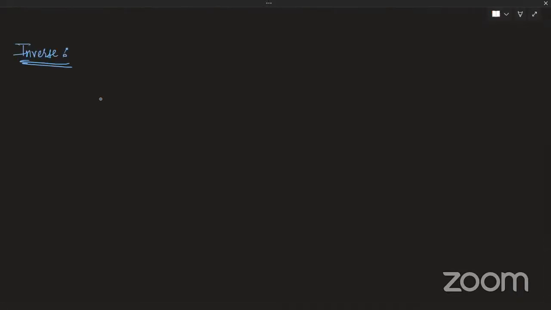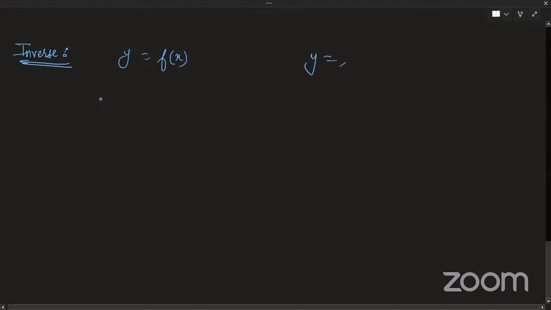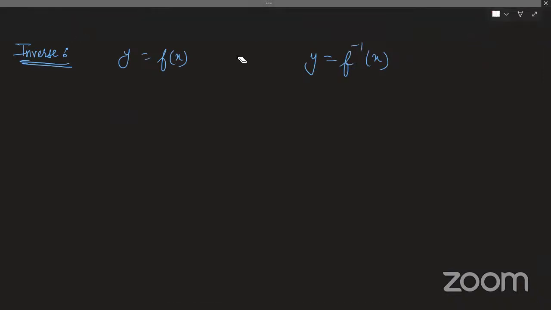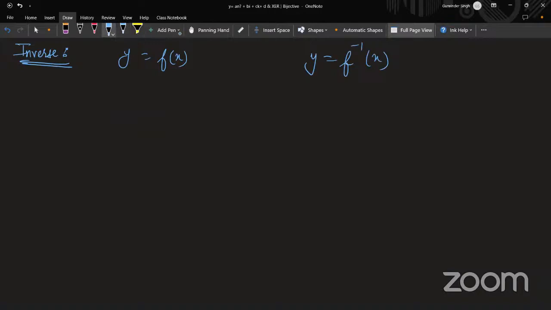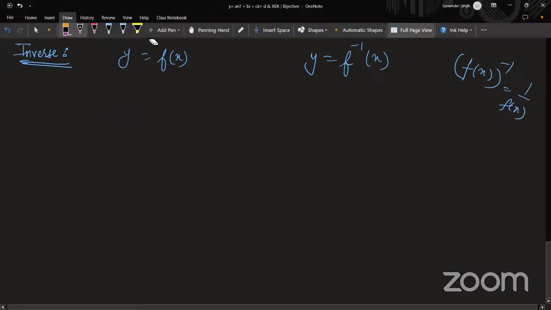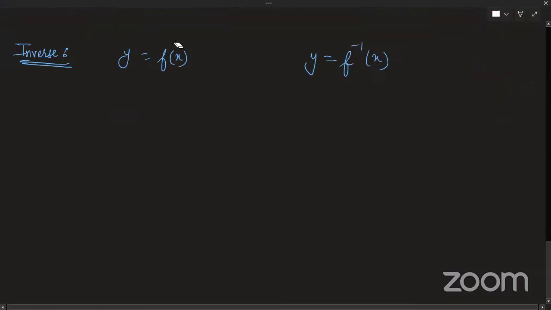So basically, inverse is nothing. Just think of it like this. You have a function y is equal to f of x. You have another function y is equal to f inverse of x. See, this thing is not this, okay? There is a difference between these two things. 1 by f of x is different and f inverse of x is different. If I write f of x whole to the power of minus 1, this can be written as 1 by f of x. This thing and this thing are not the same.